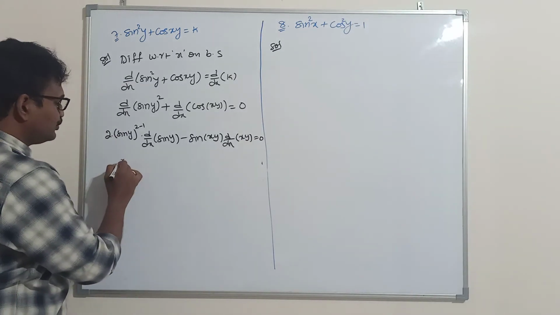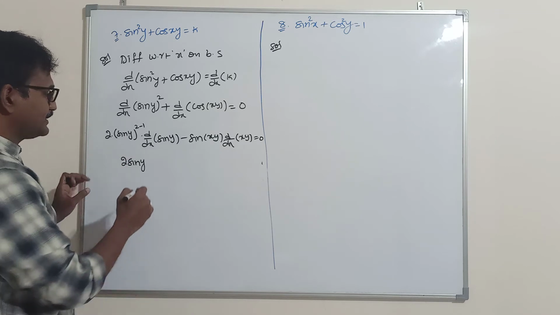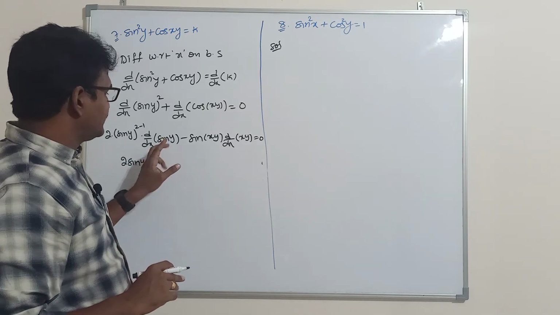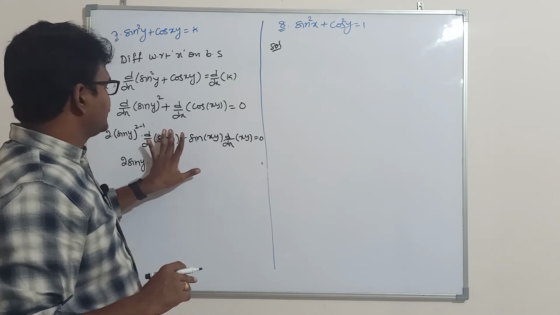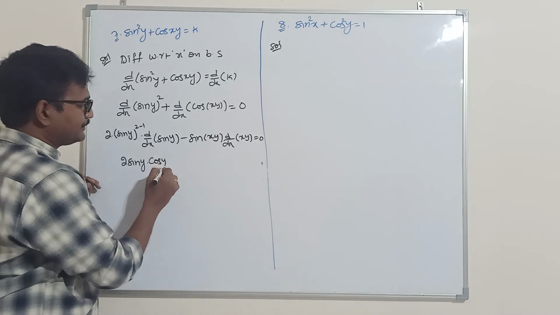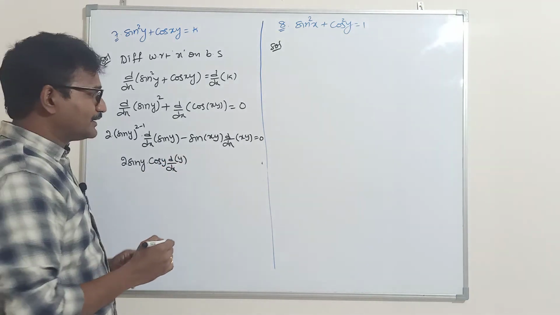Next, 2 into sin y. 2 minus 1 means 1, no need to write, into the derivative of sin x, which is cos x, but this is not sin x, it is sin y. So close y and assume it as x. The derivative of sin x is cos x into d by dx of which part you assumed as x? Find the derivative of that part.